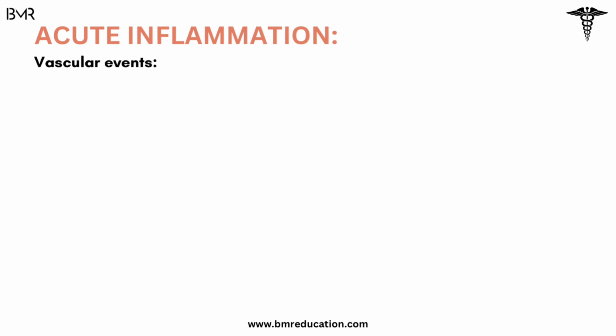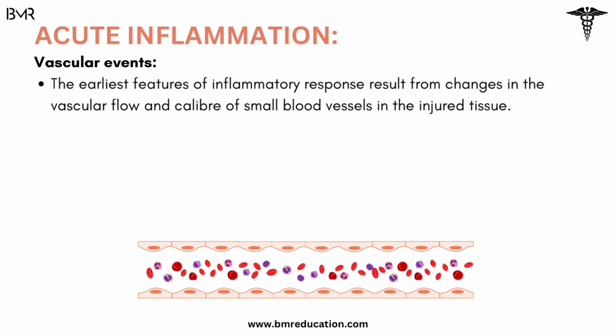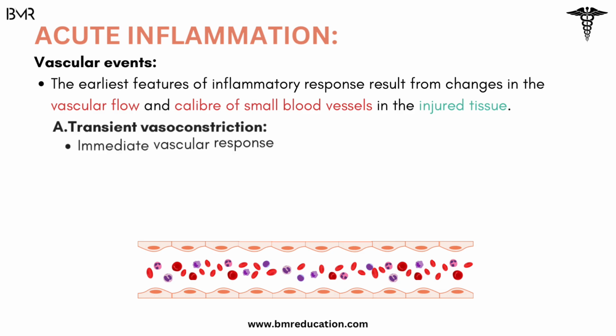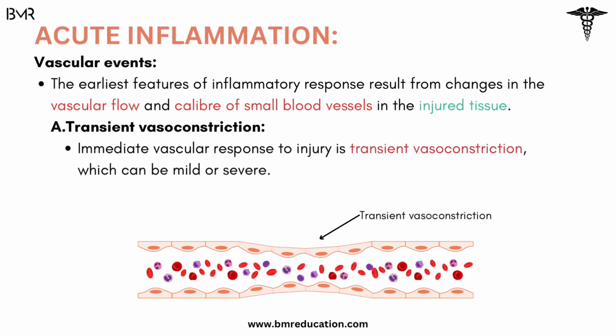Vascular events of acute inflammation. The earliest features of the inflammatory response result from changes in the vascular flow and caliber of small blood vessels in the injured tissue. The immediate vascular response to injury is transient vasoconstriction, which can be mild or severe.